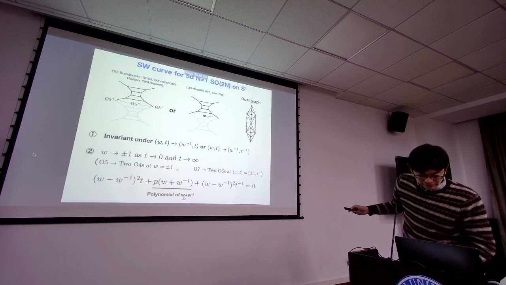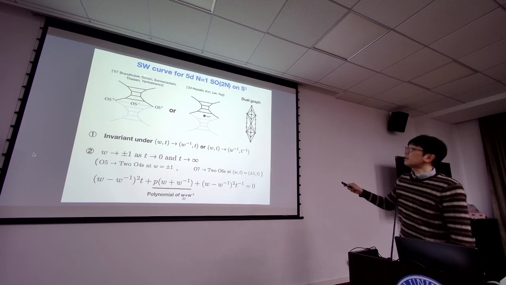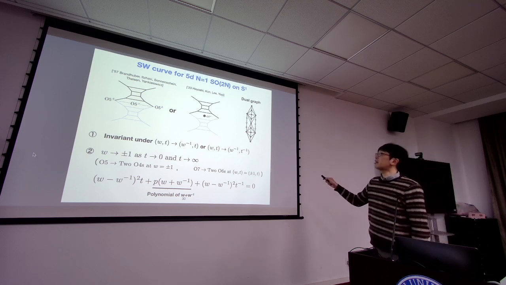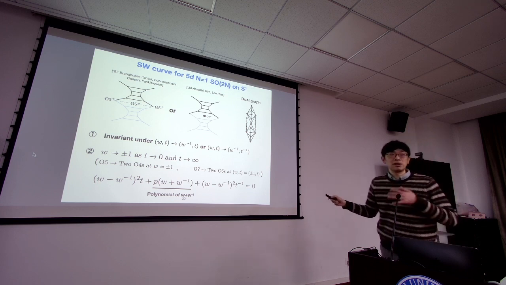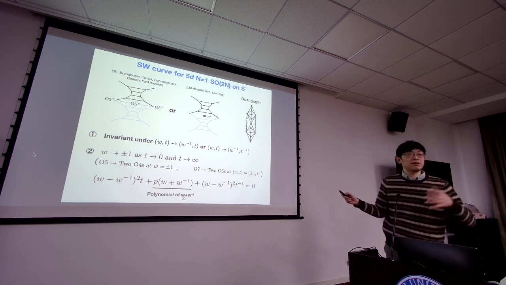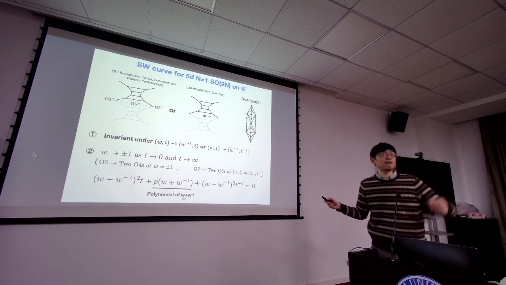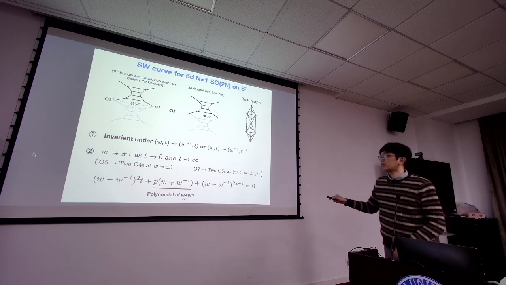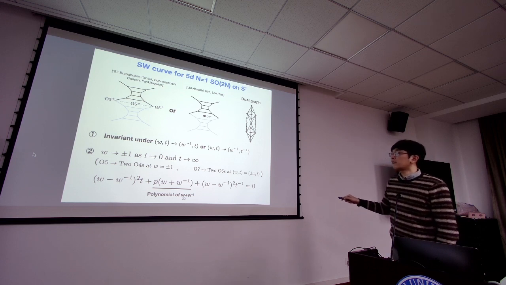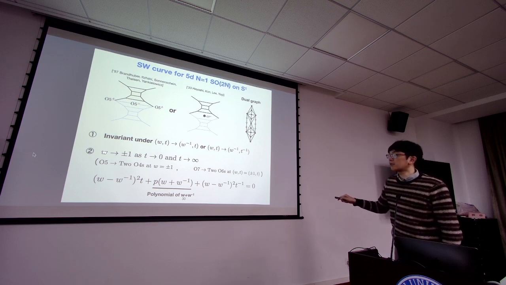So, the 5D Seiberg-Witten curve for 5D N=1 SO(2N) gauge theory on S1. This uplifting to 5D from 4D was relatively straightforward. And in addition to this invariance, we impose an extra boundary condition.